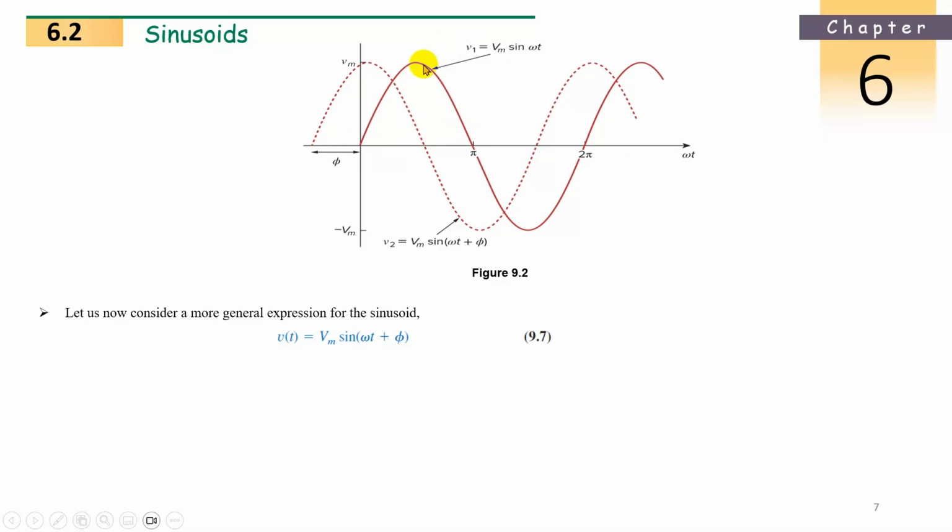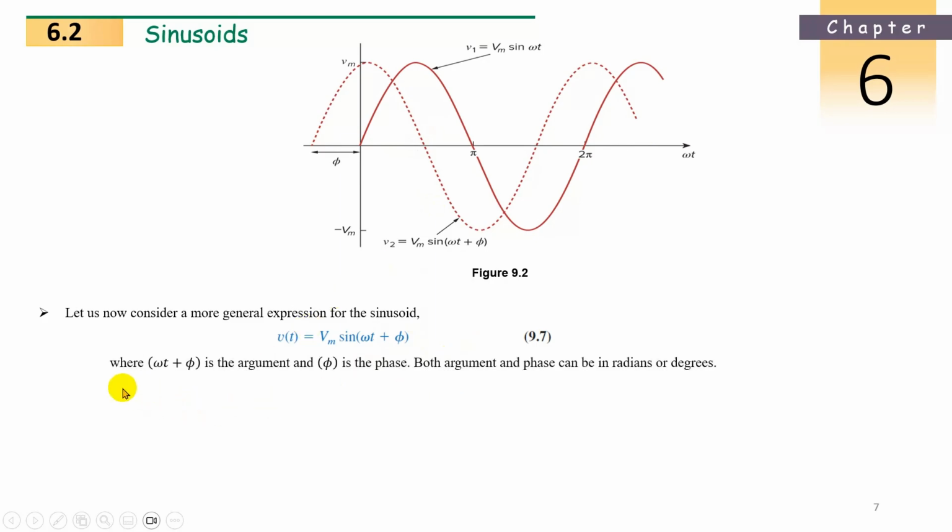The reference is always V1, which is starting from 0. The one starting from 0 is the reference point. The remaining waveforms are lagging or leading, we say. What do we call lag and lead in Arabic? Takhir and khiyada. So khiyada is plus phi, and takhir is minus phi. Okay? Plus and minus will change.